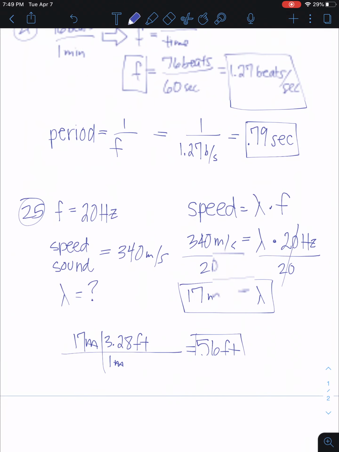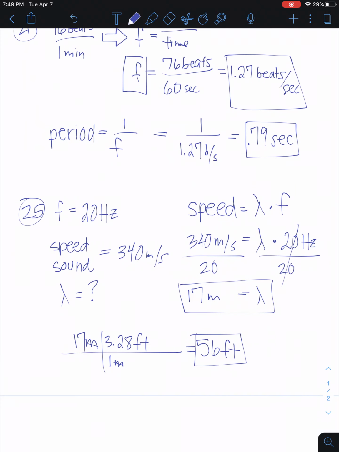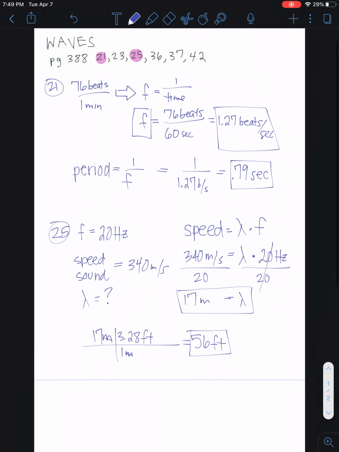So there you go. That's the wavelength of the lowest frequency we can hear, is that every wave is happening like once every 56 feet. So there we go. You'll just have the rest of the problems up top to do on your own.